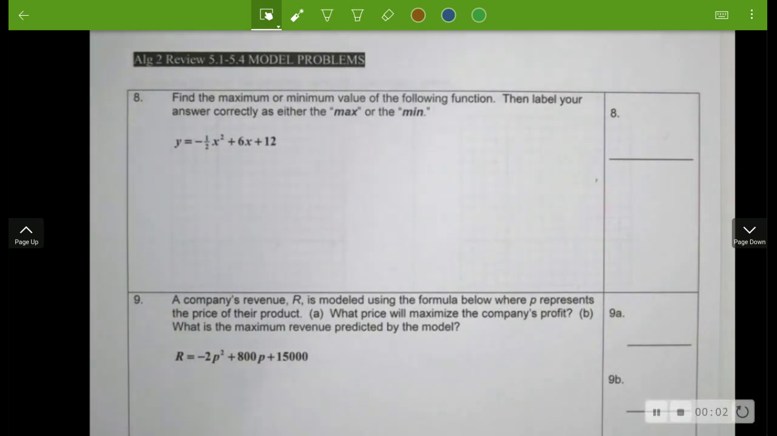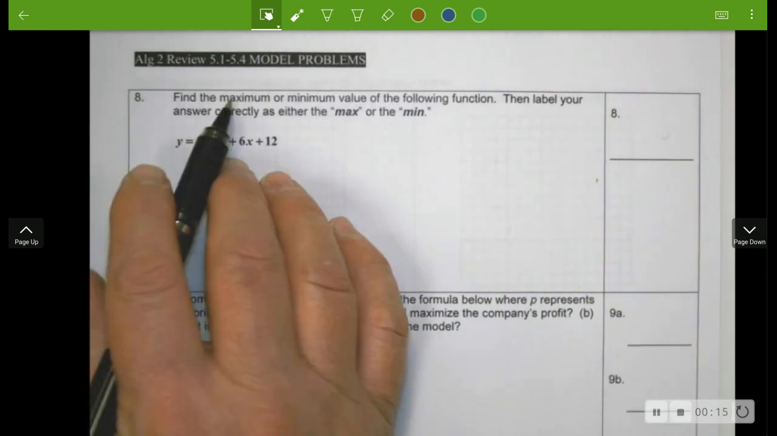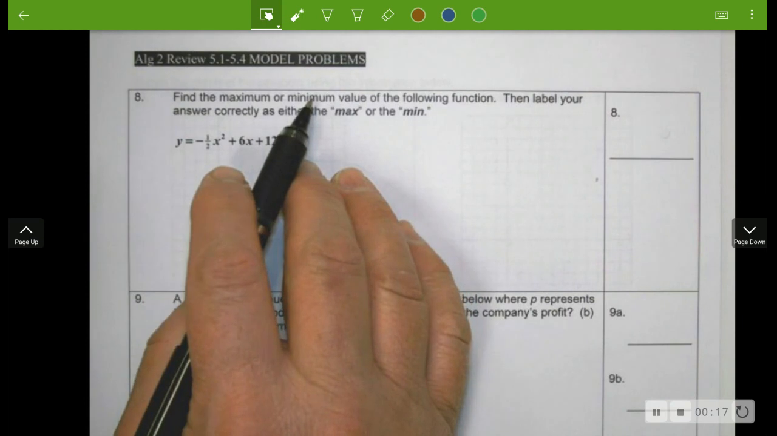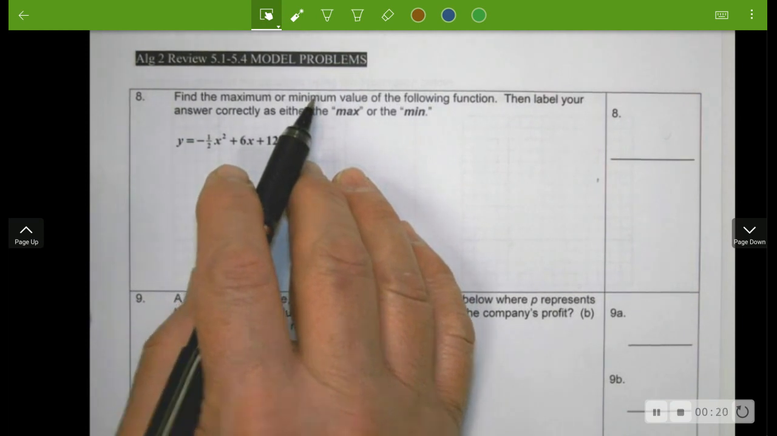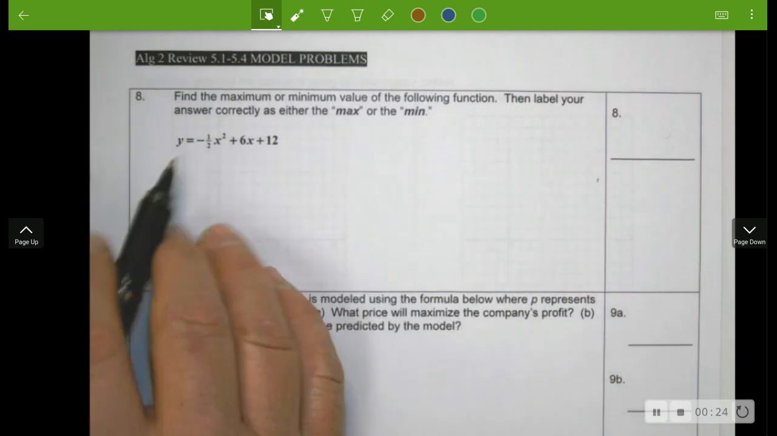Okay, we're back on the test review for sections 5.1 to 5.4, and these are just model problems, starting with number 8 in this video. So we're supposed to find either the max or the min, only one of them will be appropriate, and then we're going to label it either max or min, whichever one applies. Now we can decide that right away.